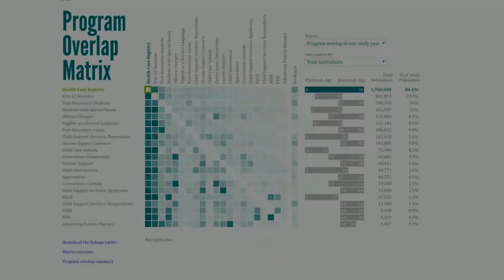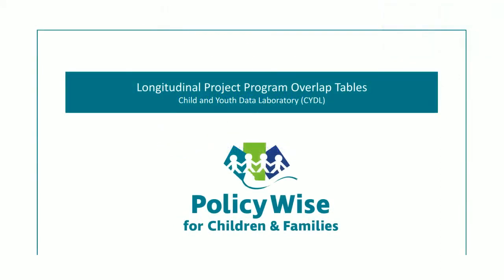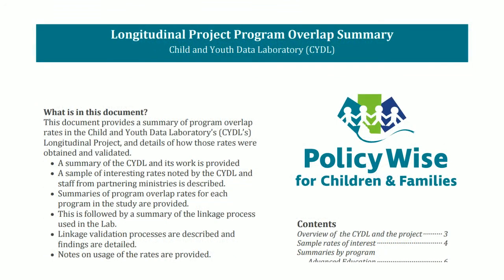At the bottom left of the visualization, there are 3 links. The first link is to the tables of values for the current matrix. The tables are part of a larger document that contains all of the tables for all 9 matrices. This document can be downloaded. The second link is to a document that describes the matrix and how to use it. The third link is to a technical report that contains details of the linkage process and summaries of program overlap rates.